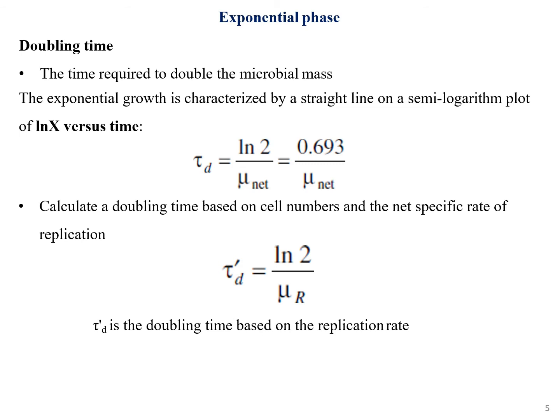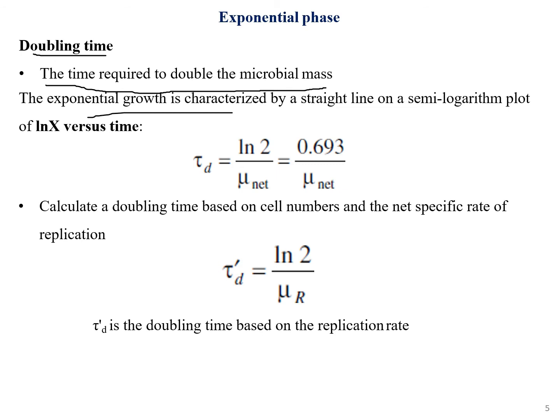Let's talk about the doubling time, because here the microbes multiply at a much faster rate, at an extreme rate. This is the fastest growing phase the microbes are in. So that's why we are talking about the doubling time, the time required to double the microbial mass. The bacteria are growing at extreme rates, so this is the point where we calculate the time required to double the microbial mass. We just calculate how much time it takes to double its mass.